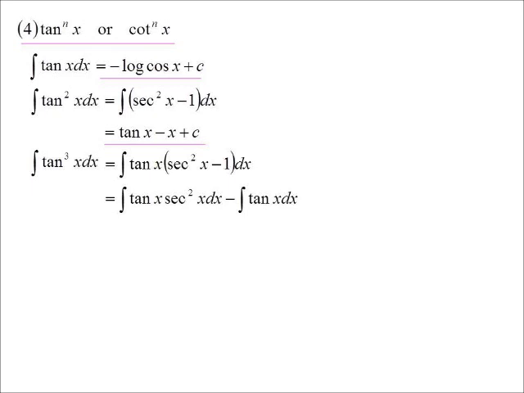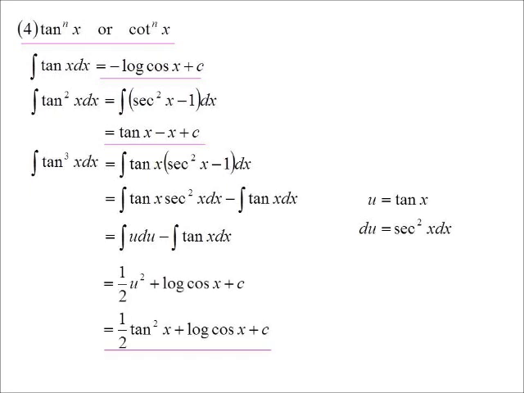So sec squared minus 1, it then becomes tan x sec squared x. Well, there's derivative times function there, and then minus tan x, and we know the answer to that. If you don't see the derivative times the function, you could do, well, u equals tan x, so the du is sec squared. So we have u du minus tan x, so half of u squared, so half tan squared plus the log of cos x. Tan to the power of 4.